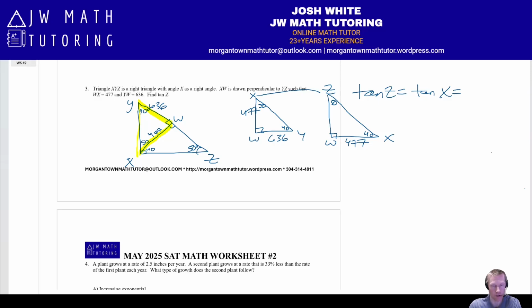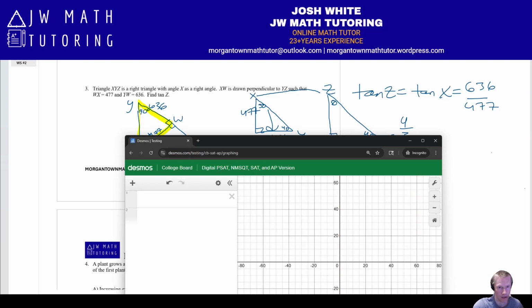So the tangent of X is equal to its opposite over adjacent. So the opposite here is 636. The adjacent is 477. Therefore, you can just plug this into Desmos. I'm going to show you it's going to reduce to 4/3. And that's going to be our answer.